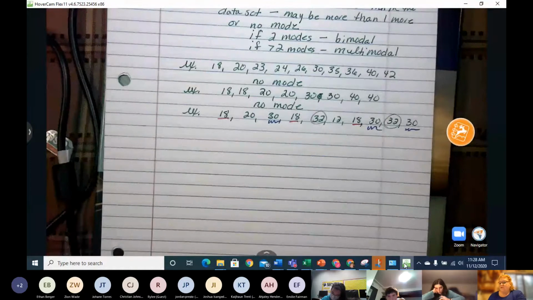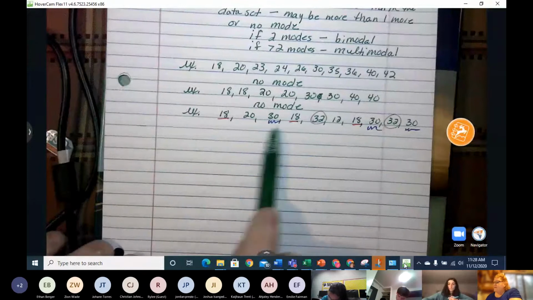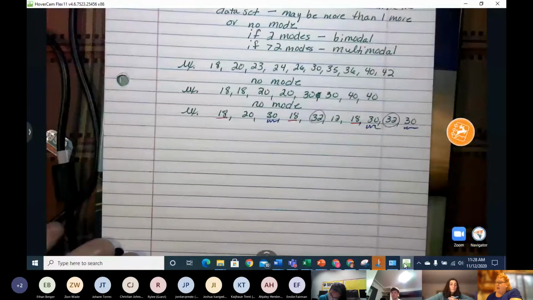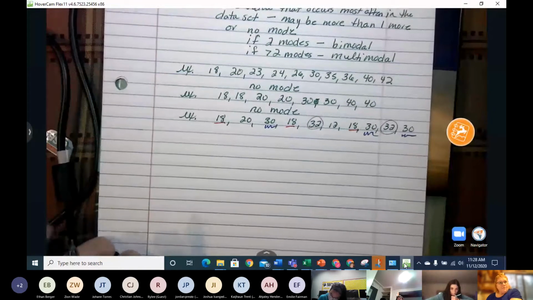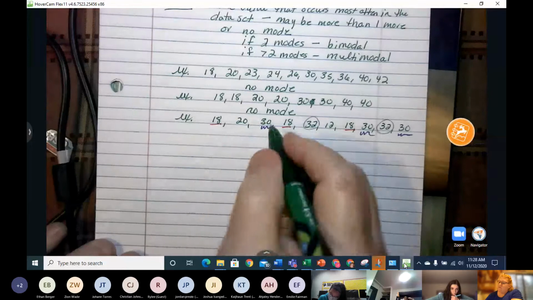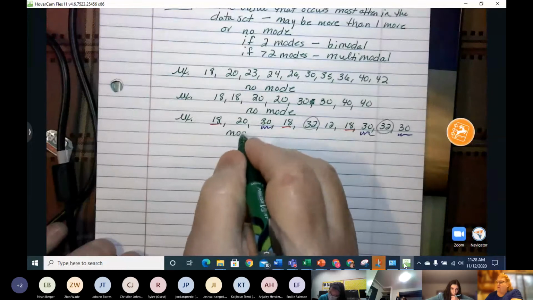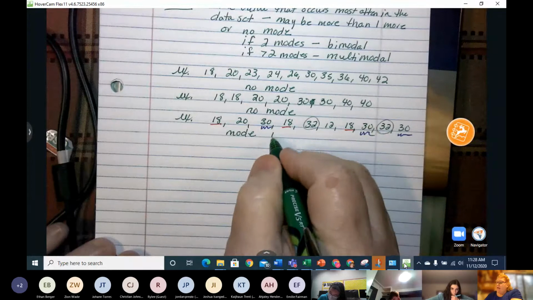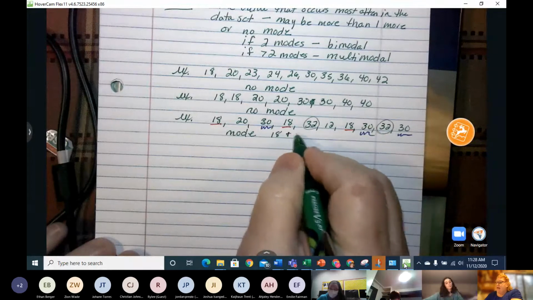The question becomes, which ones occurred more often than the others? So 18 occurred 3 times and 30 occurred 3 times. Both of those are numbers more than the other data values. So the mode is bimodal, 18 and 30.